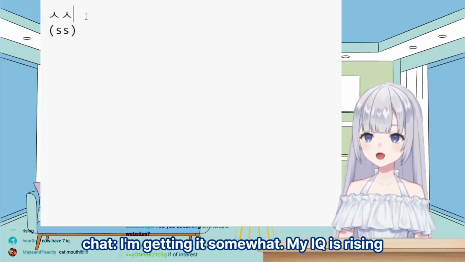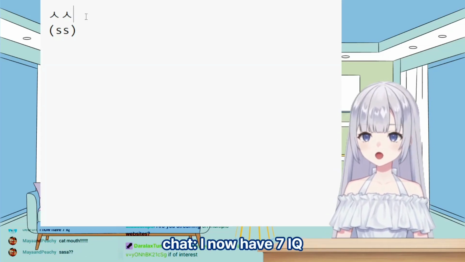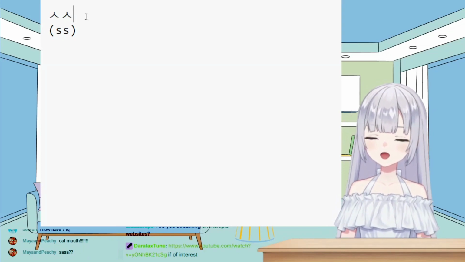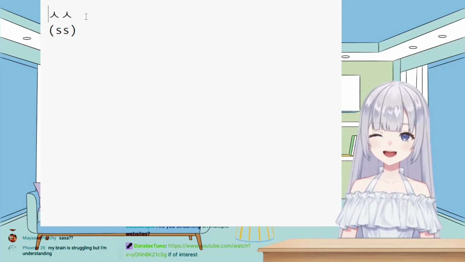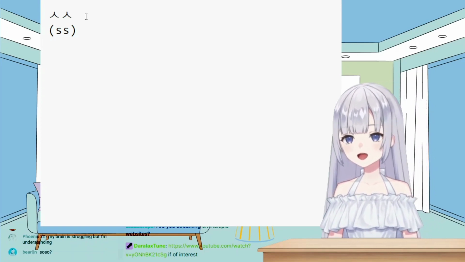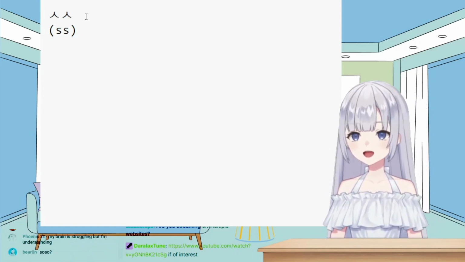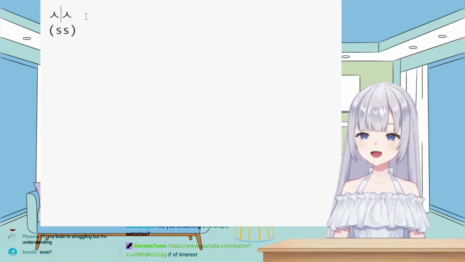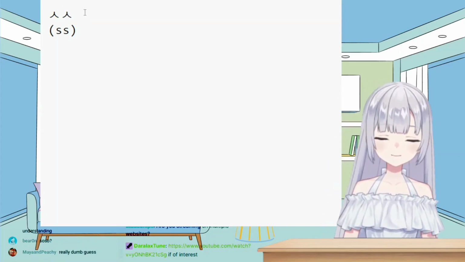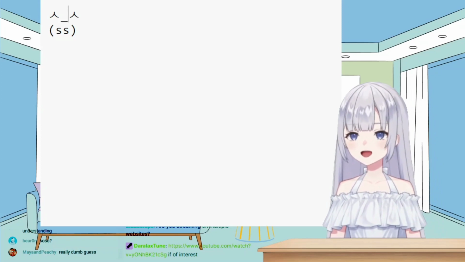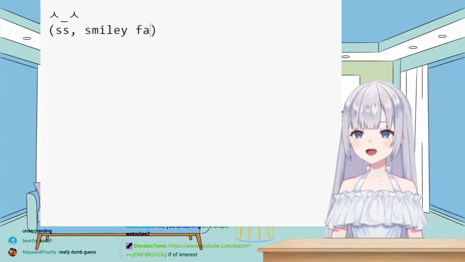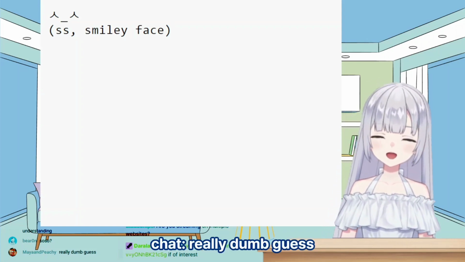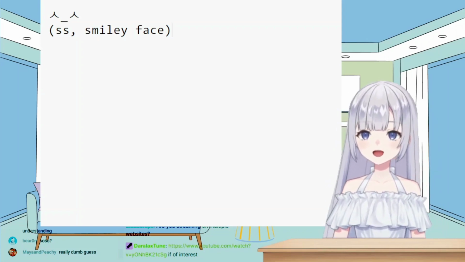I'm getting it so much. My IQ is rising. I now have 7 IQ. Good for you. Cat, mouse. That's true. That's so cute. Okay, good guess. Ah, that's a good one too. So this would be a smiley face. Oh, really? No, I think it was pretty good.